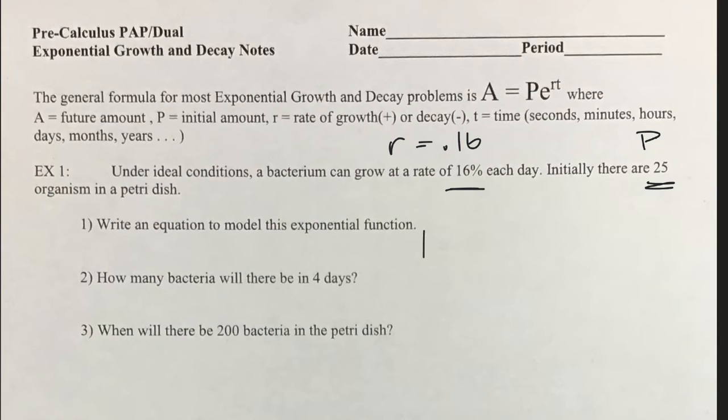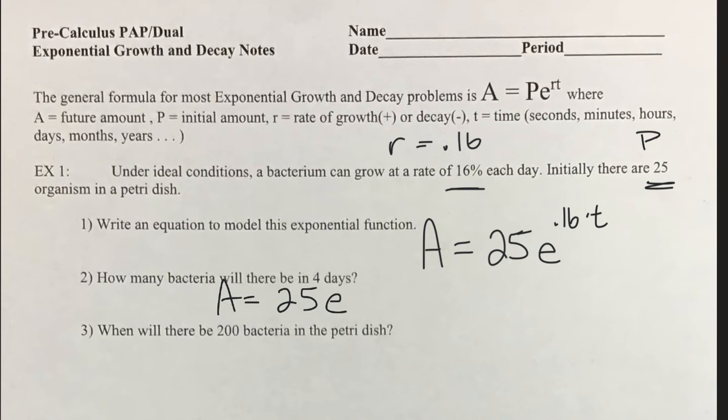Well, that's pretty okay to do. The amount in the future equals our 25 to begin with times e raised to the 0.16 times our variable t, which in this case is going to be days. So we write our formula with the initial amount, our rate as a decimal, and our variable time. And now we answer the question, how many bacteria will there be in 4 days? So now that we have our t value, we're going to strictly plug in 0.16 times 4 into our calculator, however you're going to do it.